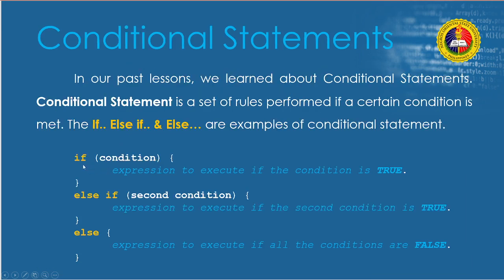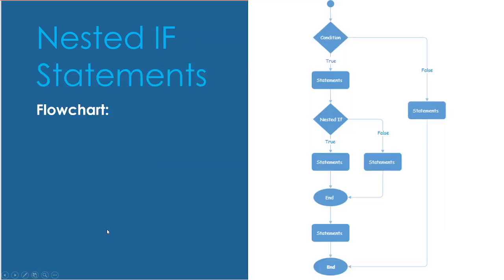Let's go back. So this is how we write the conditional statement, right? Basically, we can create a nested if statement inside here, or inside here, or inside our else. Depending on the logic of our program, we can create nested ifs either in our first condition, or in our else if condition, or even in our else. Alright, so let's try to analyze how the nested if works through our flowchart.